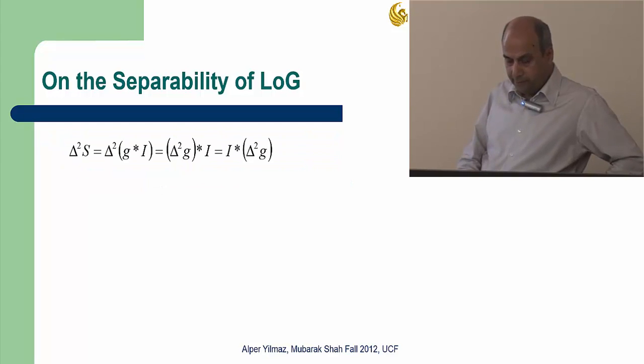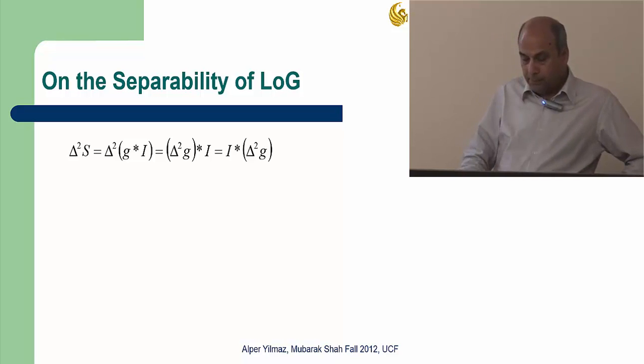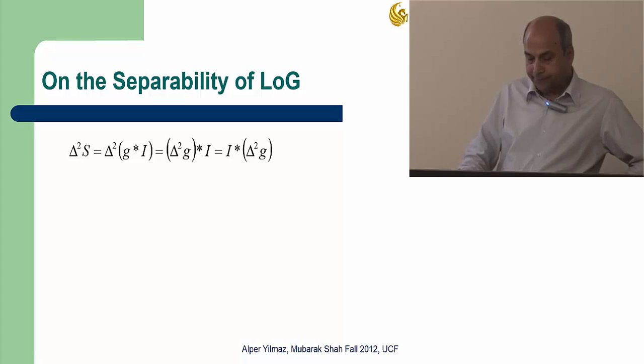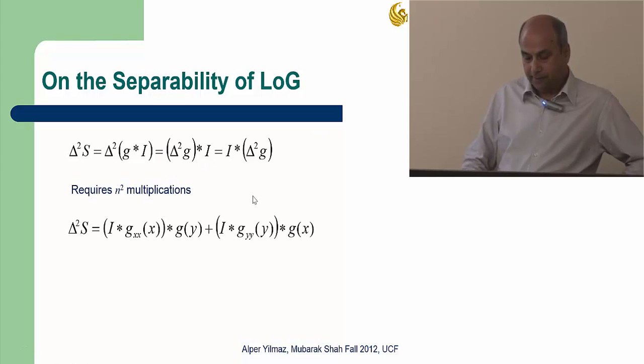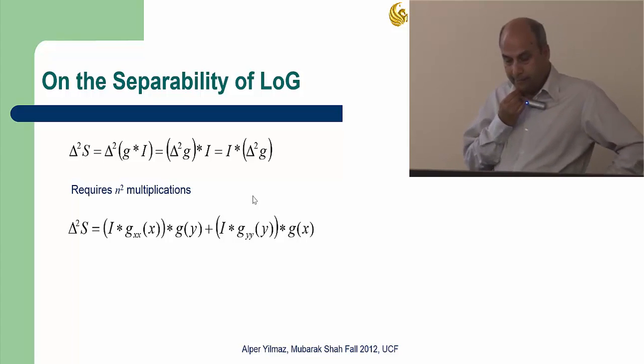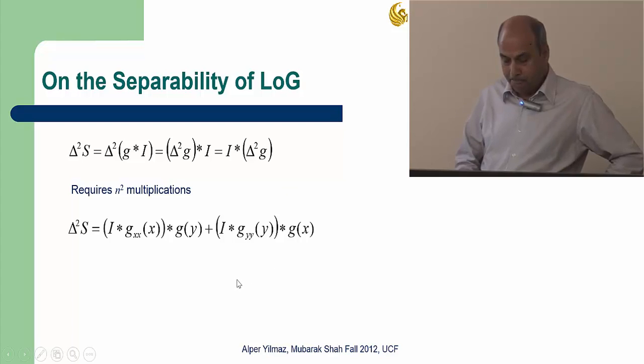So that's what we have here. Of course, this is associative, as we said. You can apply the Gaussian filter first and find the Laplacian, or take the Laplacian and then do the Gaussian, and these kinds of things we can do. So it requires n square multiplications, but we can do this in 4 one-dimensional convolutions, which will be better.